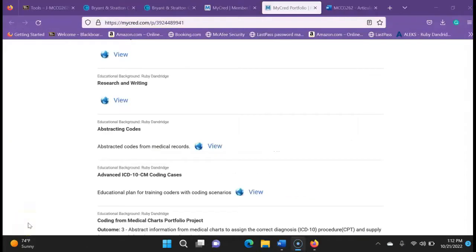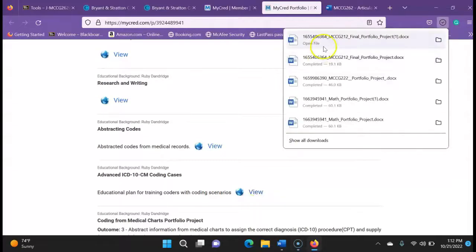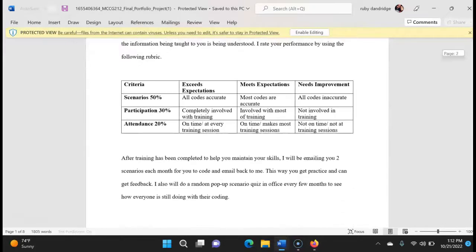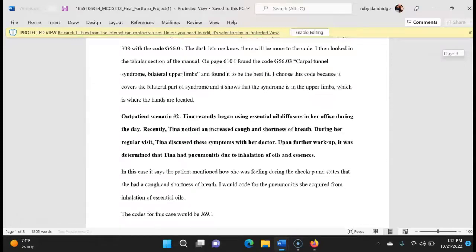In my advanced ICD-10-CM coding class, we had to make up an educational plan for training coders with coding scenarios. In this project, we made plans for training and also did scenarios as examples.